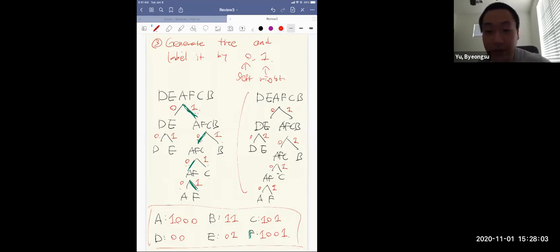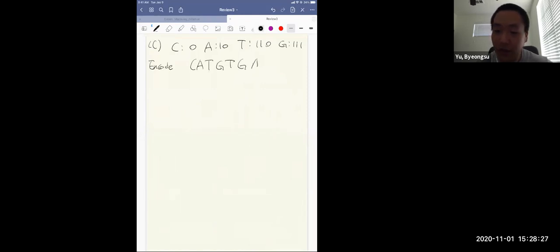Number C says, use the compression algorithm given by C is 0, A corresponds to 10, T corresponds to 110, G corresponds to 111, to encode the message CAT, GT, GAC, and decode some wrong binary string 1010, 0101, 01, 00, 100, 110, and 1.